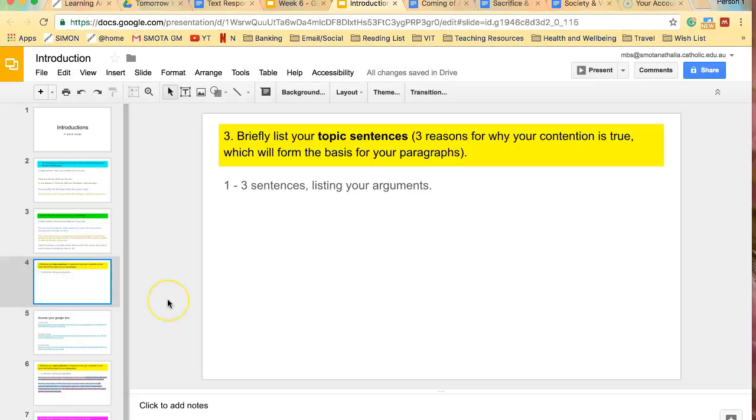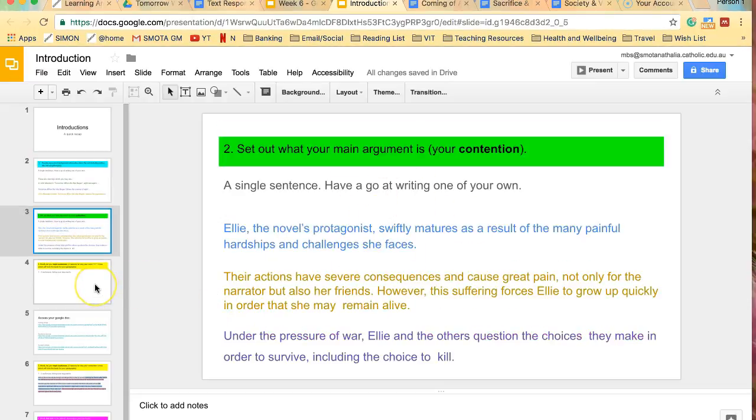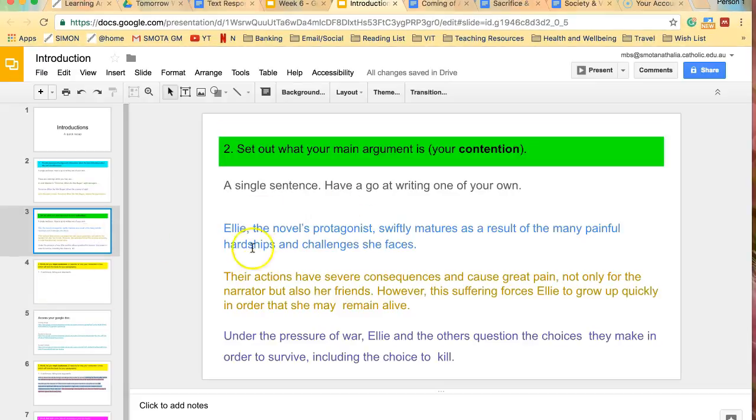All right. You've got your topic sentence, you've got your single sentence orientation, the introduction here. Then you've got your contention, which clearly states where you're going. Now that contention needs to be broken up into kind of 3 key arguments. What arguments will you make to prove your contention, that maybe they mature because of the hardships they face, or that right and wrong are not the same, and that they are challenged and changed because of the war?